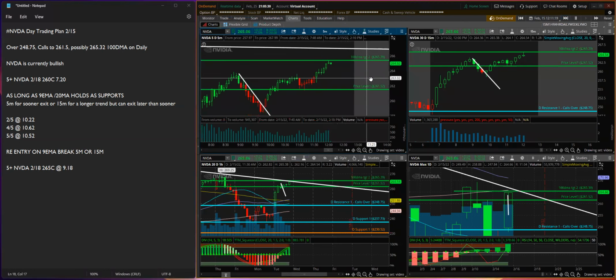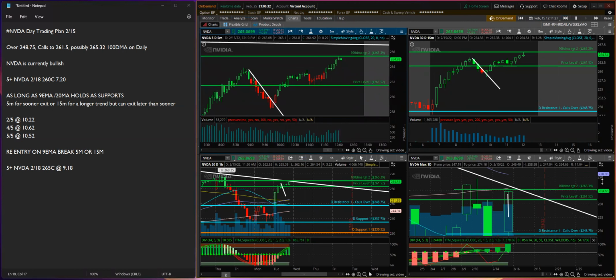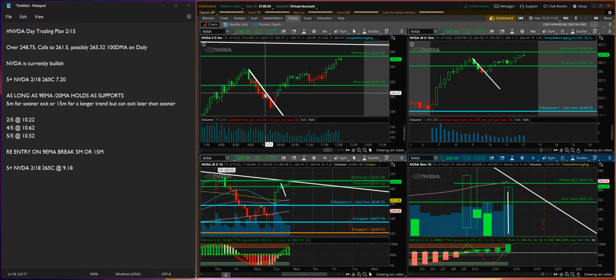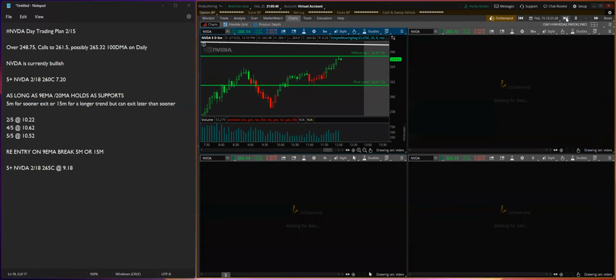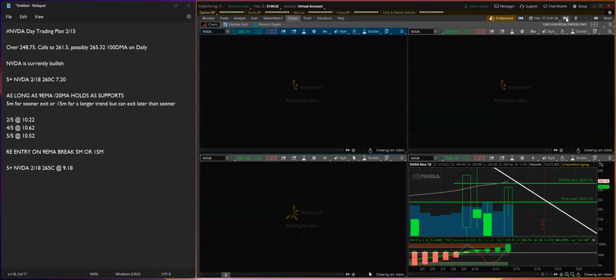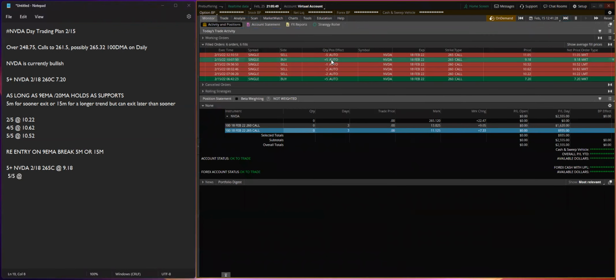So let's go ahead and see how NVIDIA did the rest of the day. So we're currently at the 100-day. We're here. And we're going to see how this acts for the last 30 minutes of market. Skip ahead a couple more times. So we're out of all of it. We bought 5 at 9.18. We sold 5 at 11.05. So very, very good exit right here. We are all done.